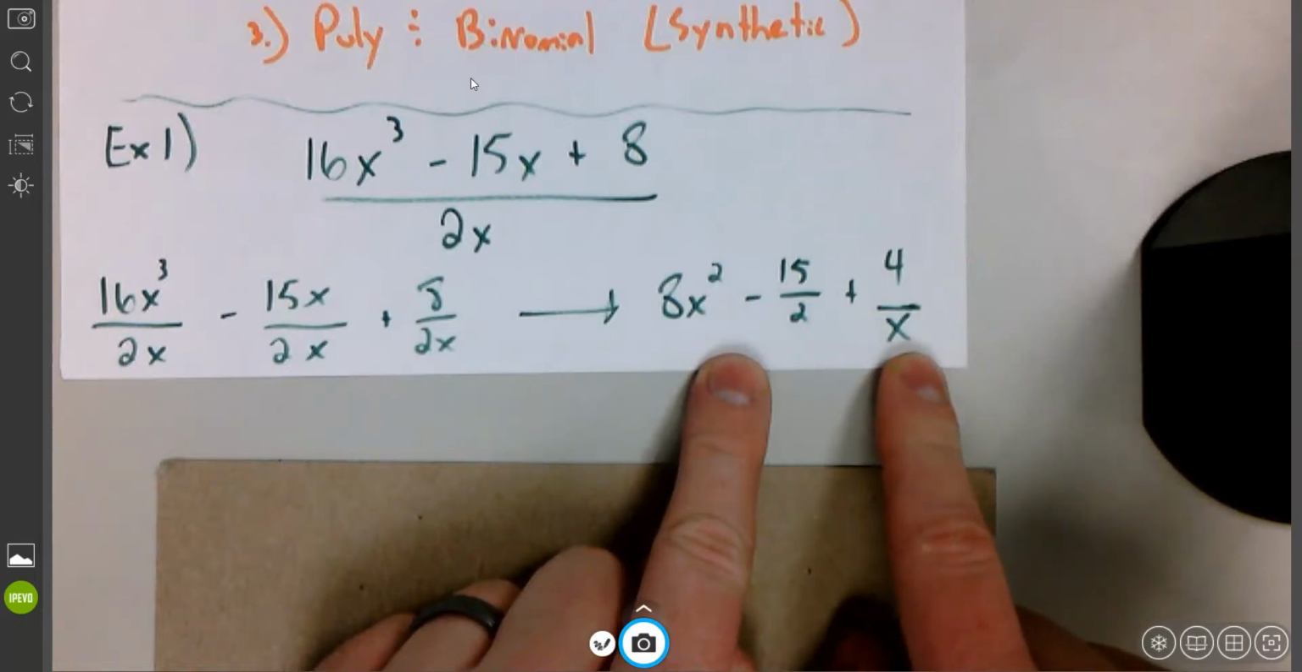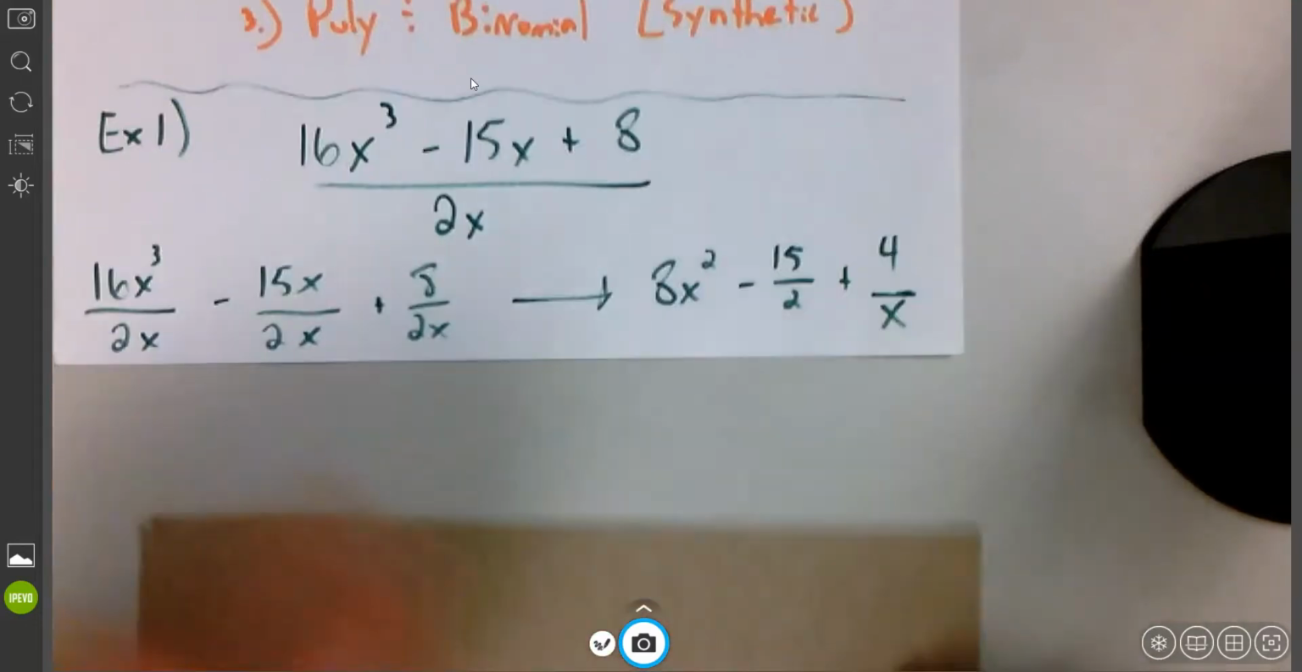But that's okay. I didn't say you had to. We did the division. We simplified. We are dancing. That's it. All right. So a polynomial divided by a monomial. Piece of cake. Here's the next one.